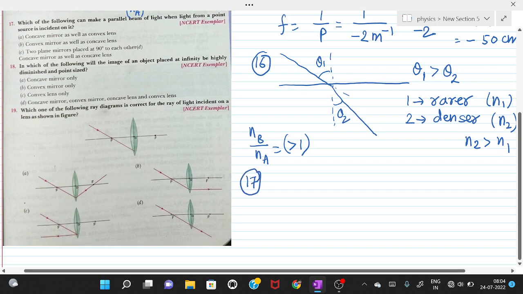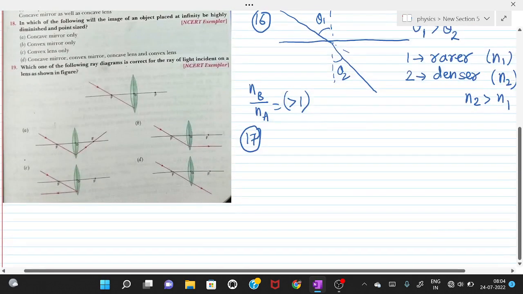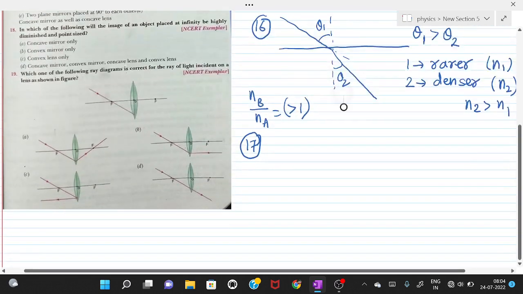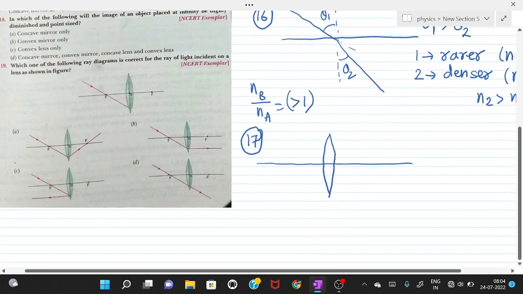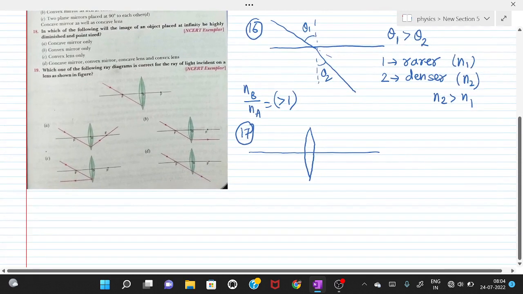For this we should remember the diagram, and we remember that whenever we have a convex lens, and an object is placed at the focus of this convex lens, then the rays after passing through the convex lens become parallel to the principal axis. Okay, so this is about the convex lens.